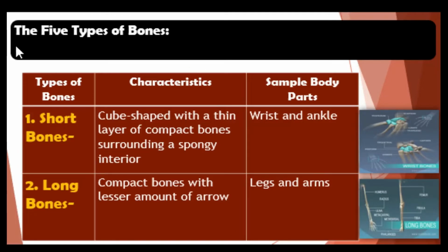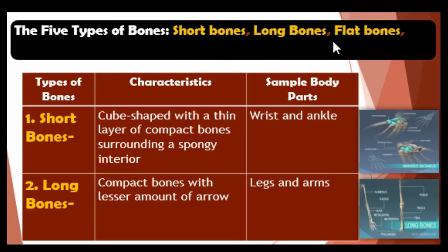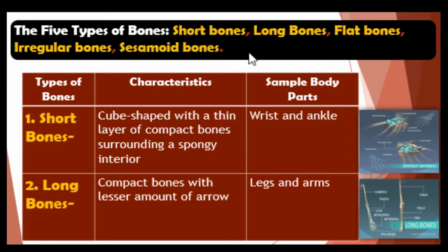Now, let's talk about the 5 types of bones. We have short bones, long bones, flat bones, irregular bones, and sesamoid bones. Short bones have characteristics: cube-shaped with a thin layer of compact bones surrounding a spongy interior. Sample body parts just like wrist and ankle.